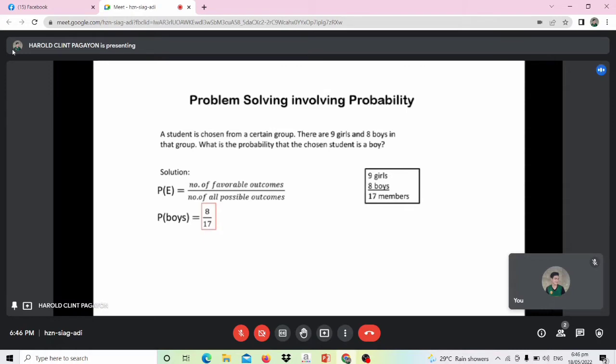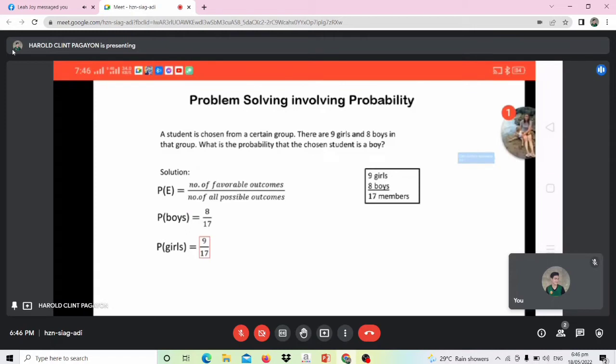Since we have found the probability of the boys, we are now going to solve for the probability of the girls. The same with what we have done, let's just substitute. P of girls, since girls is what we are looking for, is equal to 9. So 9 is our number of favorable outcomes, since we are looking for the probability of the girls, all over 17, the same as with the boys. Since we cannot simplify this, this is now our final answer.